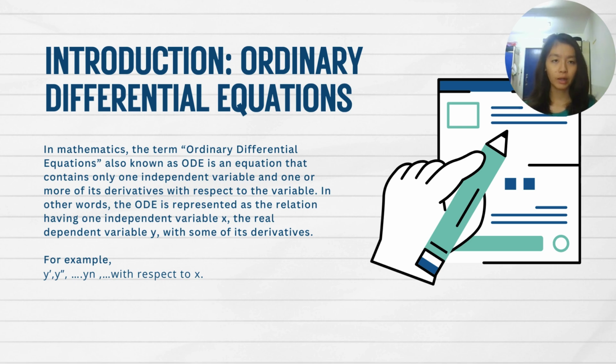First, let's define what an ordinary differential equation is. It is an equation that involves one or more functions of a single independent variable and their derivatives. The primary goal is to determine the unknown function that satisfies the equation. In mathematics, an ordinary differential equation is also known as an ODE. In other words, the ODE is represented as a relation having one independent variable x and the real dependent variable y, with some of its derivatives, for example y prime, y double prime, with respect to x.